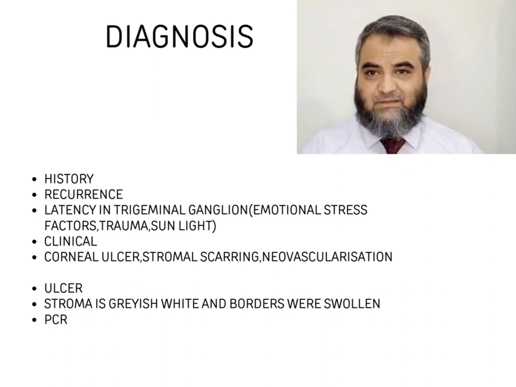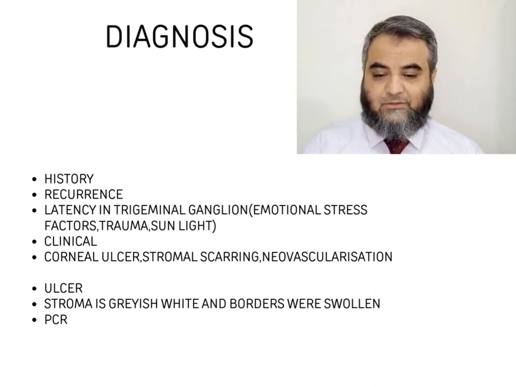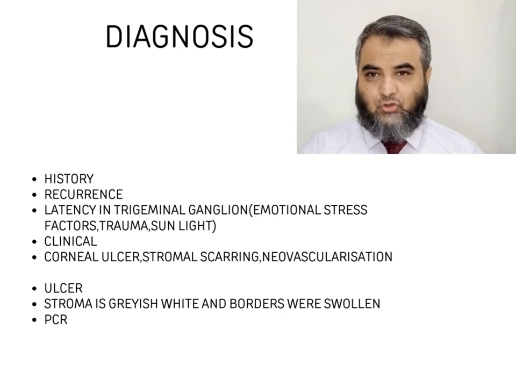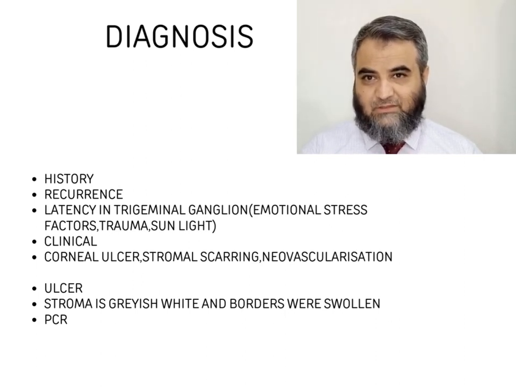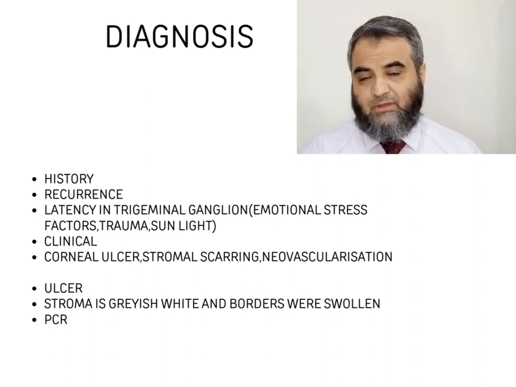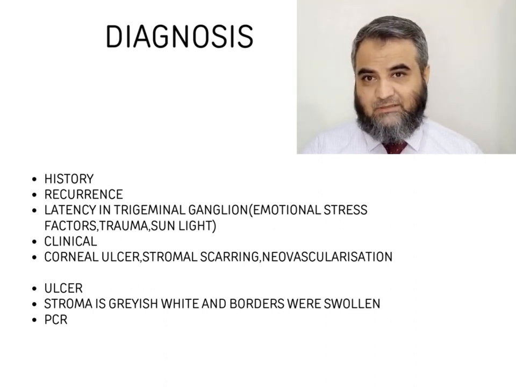If you see the ulcer, it is a centralized deep ulcer with stromal scarring and new vascularization. The ulcer bed is grayish in appearance because of scarring and repeated attacks, and at the borders the epithelium is swollen. This case is not giving the typical picture of dendritic ulcer we talk about, with terminal bulbs, but you will see corneal edema, stroma, and rolled margins at the corneal ulcer.